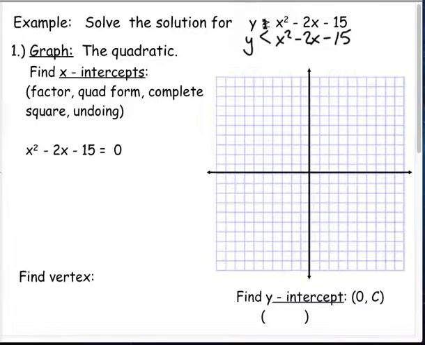This is in standard form. So in order to get the x-intercepts, I'm going to check to see if it factors. Here in parentheses are listed all of the different ways that you can find the x-intercepts. I like factoring.